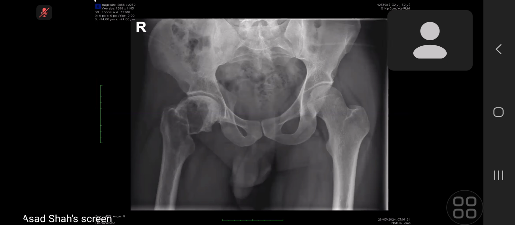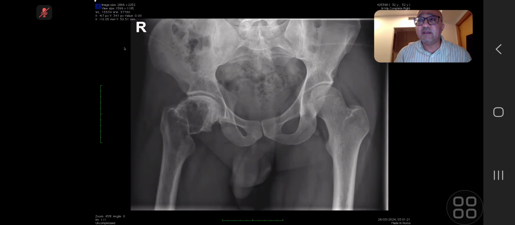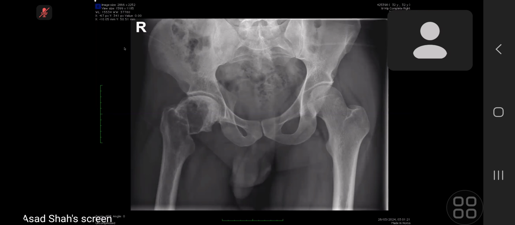Maybe because there was a lesion already sitting there, and the patient was bearing weight. Right. So differentially, you said giant cell tumor, simple bone cyst, or maybe lymphoma.